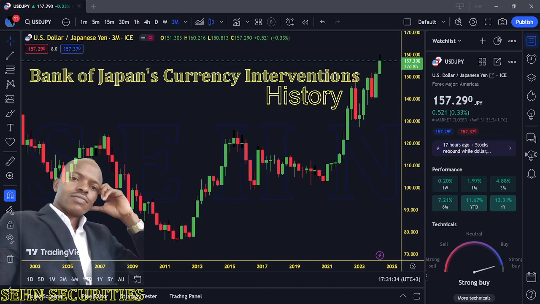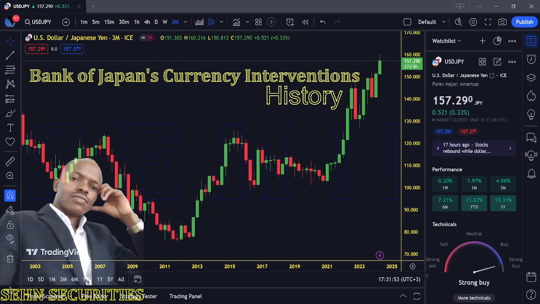On September 7, 2022, top government spokesman Hirokazu Matsuno expressed concern about rapid and one-sided moves in the currency market after the yen weakened beyond 143 per dollar. This statement was intended to signal that the government might take necessary steps to stabilize the currency.